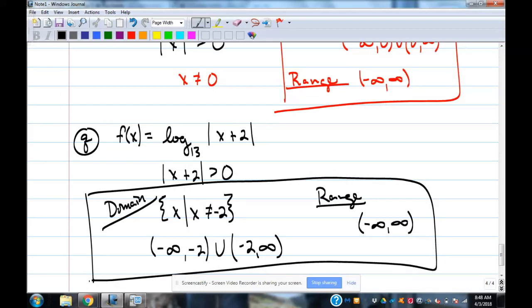So, domain: set whatever you're taking the log of greater than 0 and solve it. That's going to get you your domain. Range is not going to change.